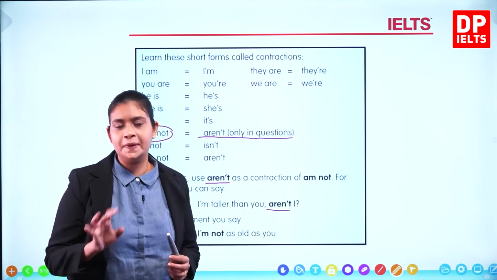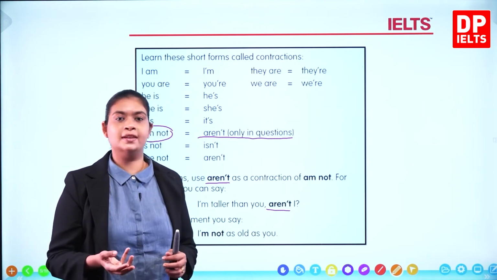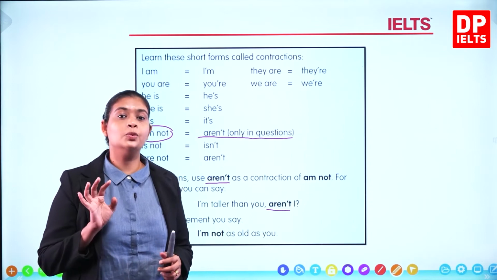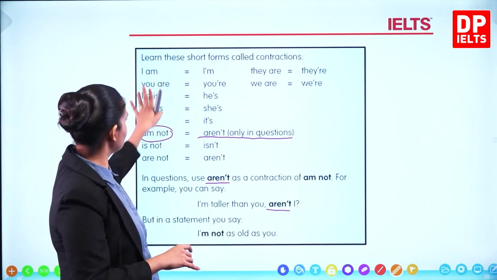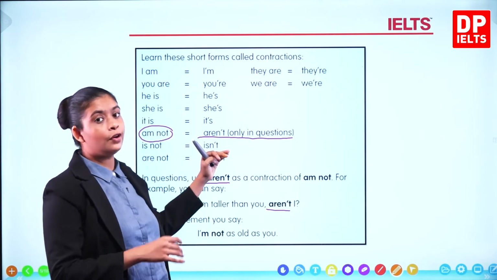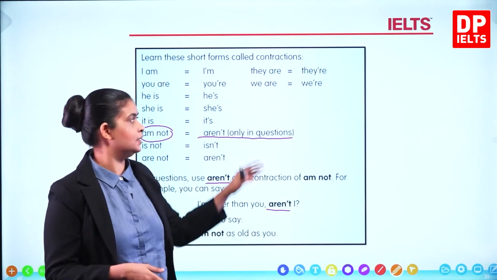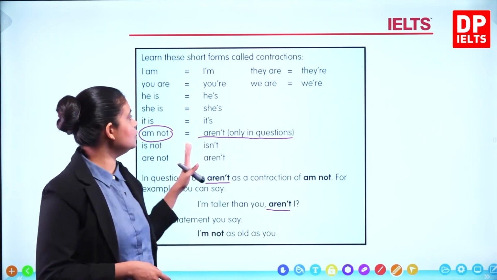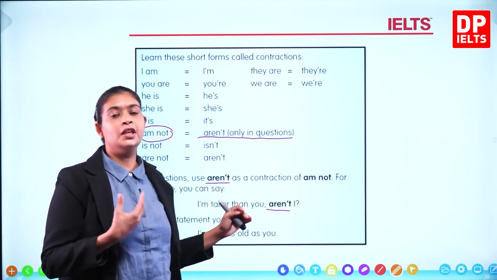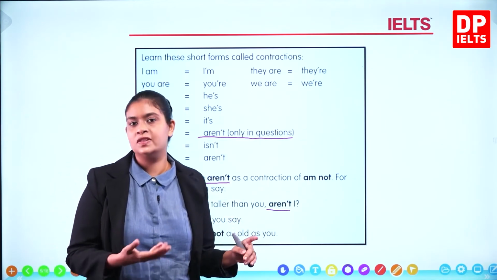Usually when we speak, you should be using contractions. But when you write formally, we use the full form. This is called the full form. If you are writing informal, you could use the contractions, right? So contractions are used for informal writing, but a lot in speaking.